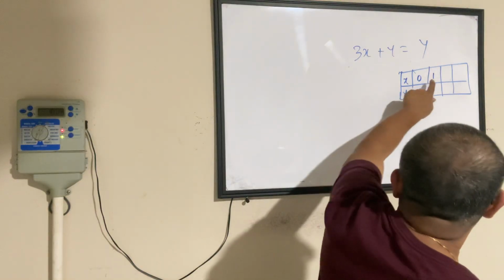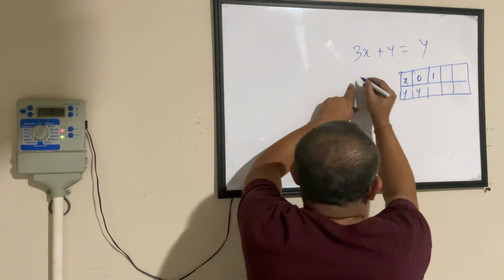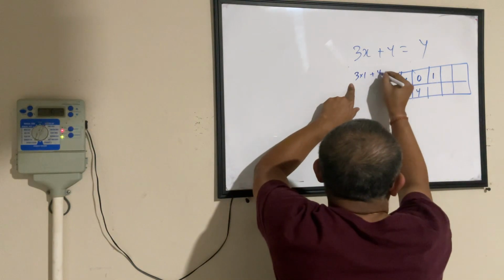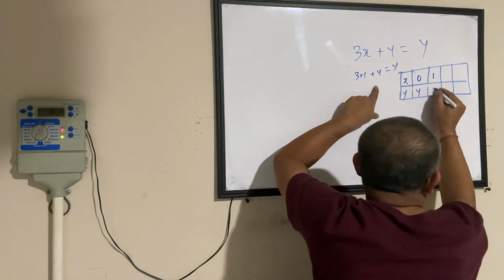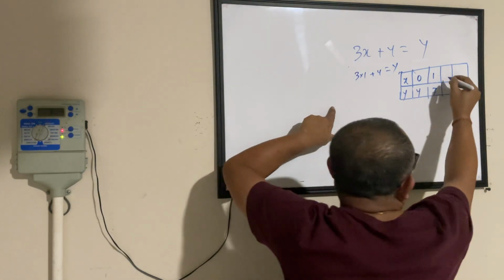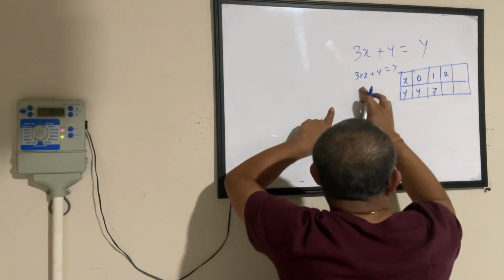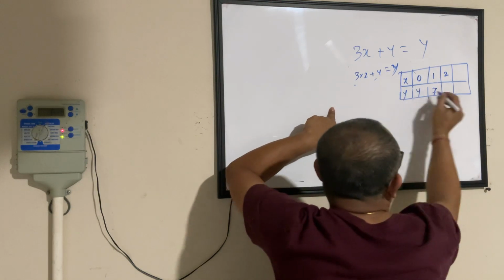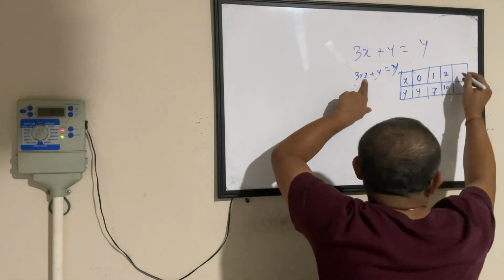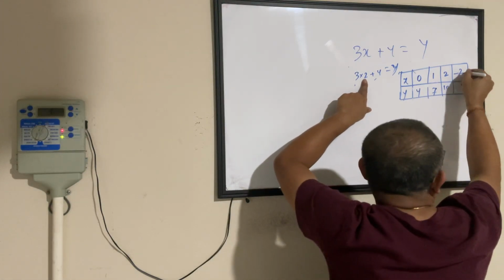Alright. Now, if I take value of x as 1, let's see what happens. Put x equal to 1 here, so 3 into 1 plus 4 equals y. It becomes 7. If I take value of x as 2, what happens? I'll put 2 here. 3 twos are 6 plus 4, 10.